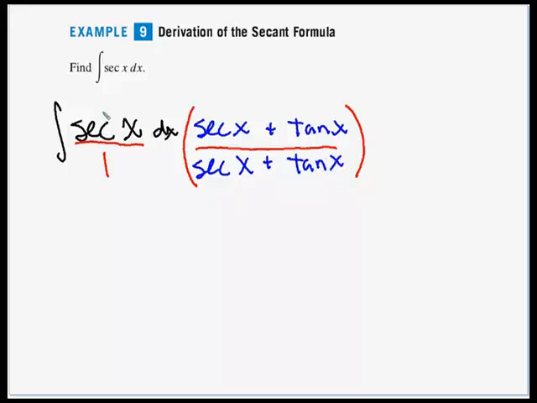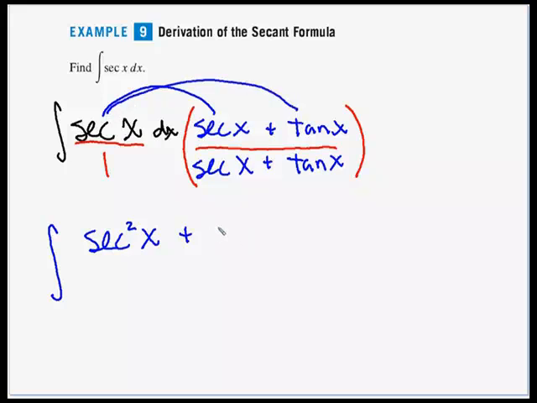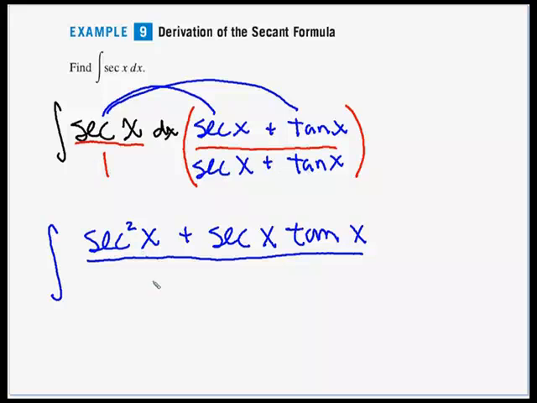So if I do my distribution, I'll still have my antiderivative sign. When we distribute here, we're going to get secant times secant is secant squared of x. Plus, here we will have secant times tan, and we'll just leave that as secant x tan x. And that is all over, it's just secant plus tan times 1, so it just stays secant x plus tan x.